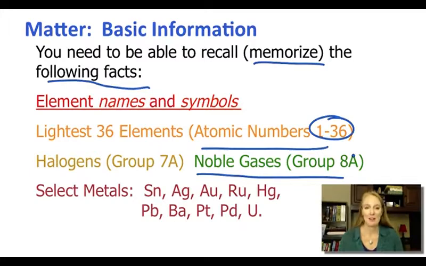There's a few other metals that are common and we'll be using regularly in this class: tin, silver, gold, ruthenium, mercury, lead, barium, platinum, palladium, and uranium. So I think you ought to know those symbols as well. I don't want you to get confused when I say lead and you don't realize that it's Pb.